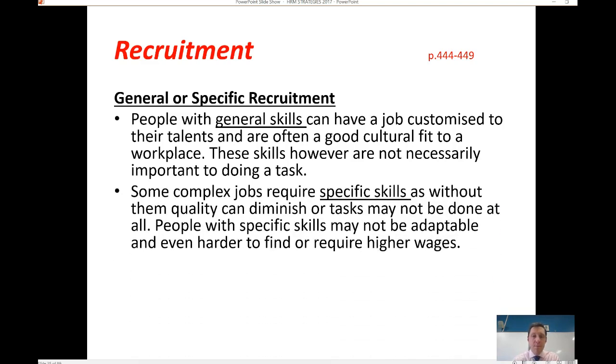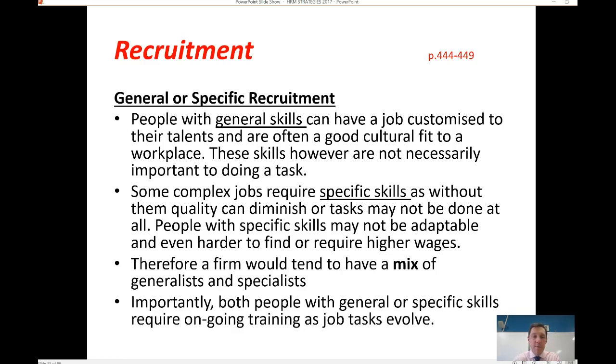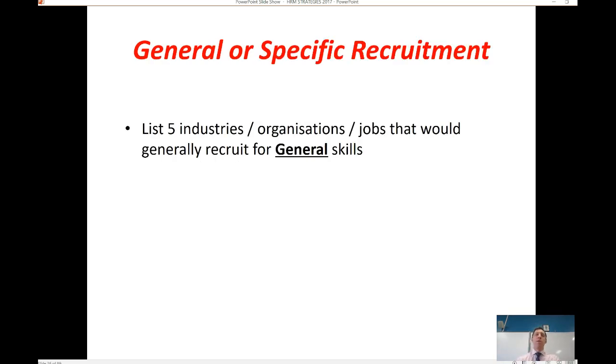Some complex jobs require specific skills, and if they don't recruit for those, then that can diminish the tasks that have been done at that organisation. People with specific skills mightn't be very adaptable and they might be harder to find, so therefore you might have to pay them a higher wage. Therefore, a firm would tend to have a mix of a bit of both. And regardless, both types of person are going to require ongoing training.